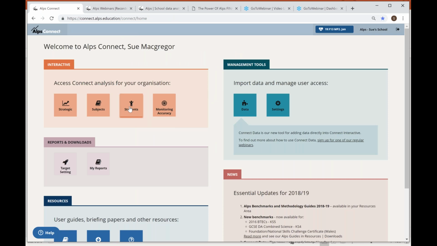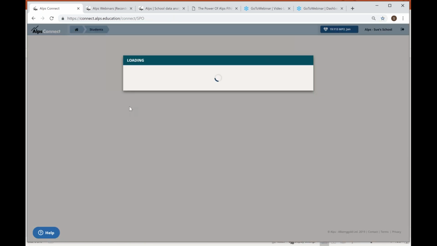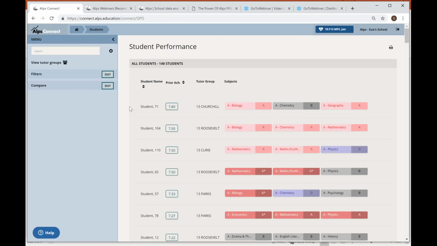Students, let's look at some students in year 13. So you can see here that you have got some tutor groups. You can filter by the tutor group. You've got prior attainment here. You can filter by that. And the colours indicate the 3 subjects that they're doing. And pink is the lower of 2 split target grades.